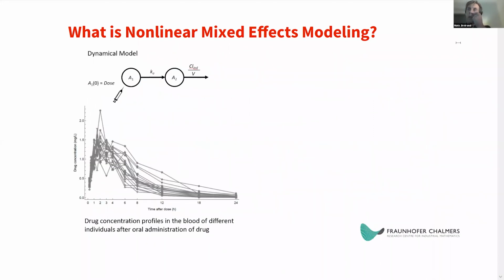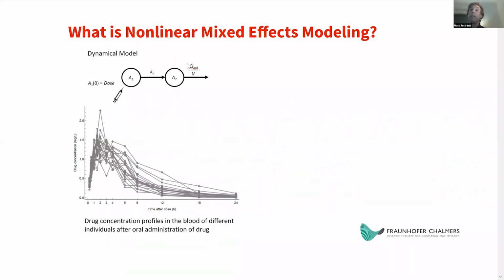And looking into an example, we see to the lower left typical data. Here it's drug concentration profiles from different individuals after an oral administration of a drug. And they look quite similar, but some are much higher and others are declining faster and so on. So it's not just measurement noise that makes these differ, but it's also other stuff.